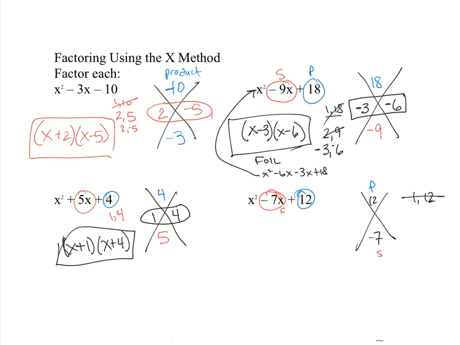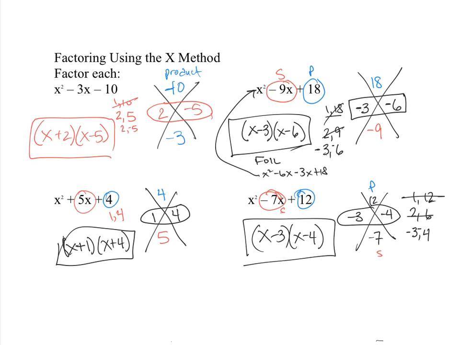No. Okay, how about 2 and 6? Yes, they multiply to be 12. Can't get 7 out of them. How about 3 and 4? Okay, they multiply to be 12. Is there a way to get -7 out of this? Yes, if this was a -3 and that was a -4, then -3 times -4 gives me 12. -3 plus -4 gives me the -7 I'm looking for. So that's my answer, and this becomes x minus 3 times x minus 4. And that is the solution to this problem.